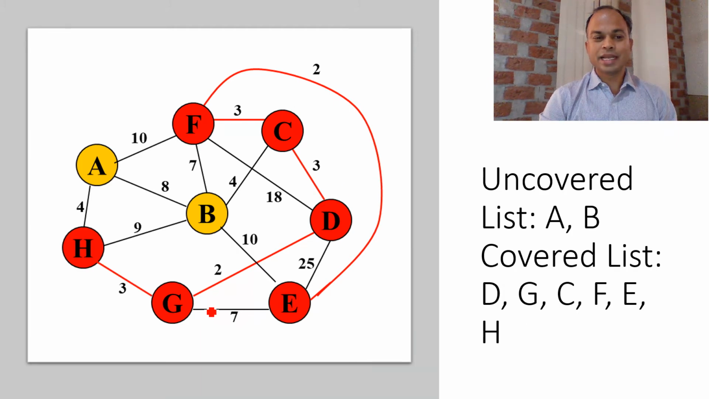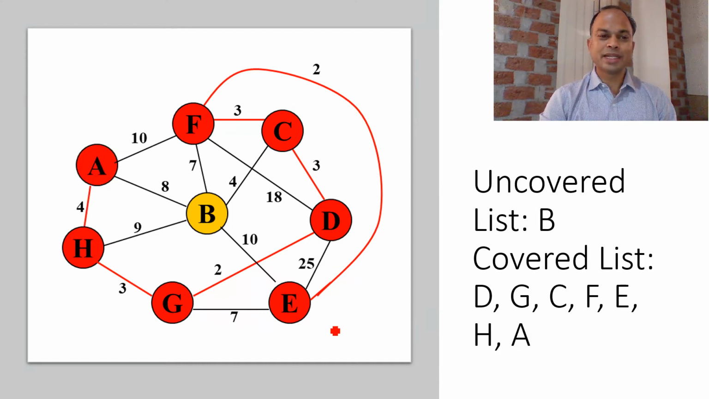If we talk about the next selection, then we are taking a vertex H from the uncovered list and G from the covered list, so that this distance should be minimum. The G to H distance is 3. All other edges give more distance. We have included H into the covered list now.